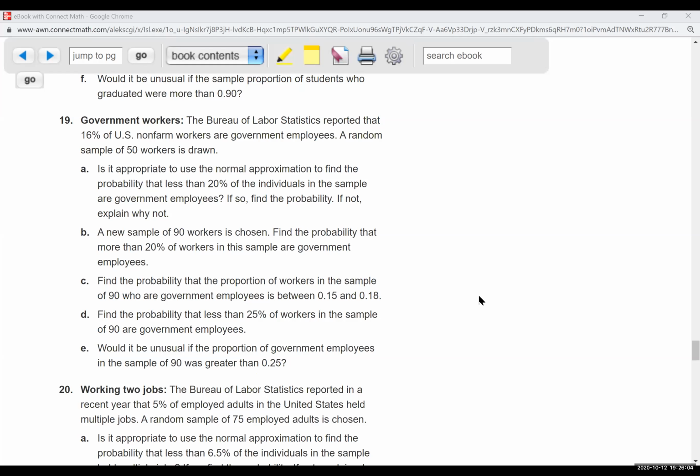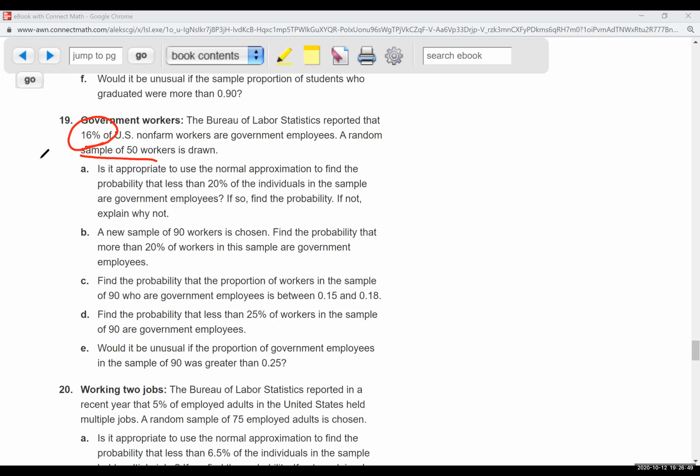All right, 19, government workers. The Bureau of Labor Statistics reported that 16% of US non-farm workers are government employees. A random sample of 50 workers is drawn. Based on that statement, you already have a sample of 50, so you have to use the central limit theorem here, and you have a reported population proportion of 16%. So that's why this is definitely 7.4.